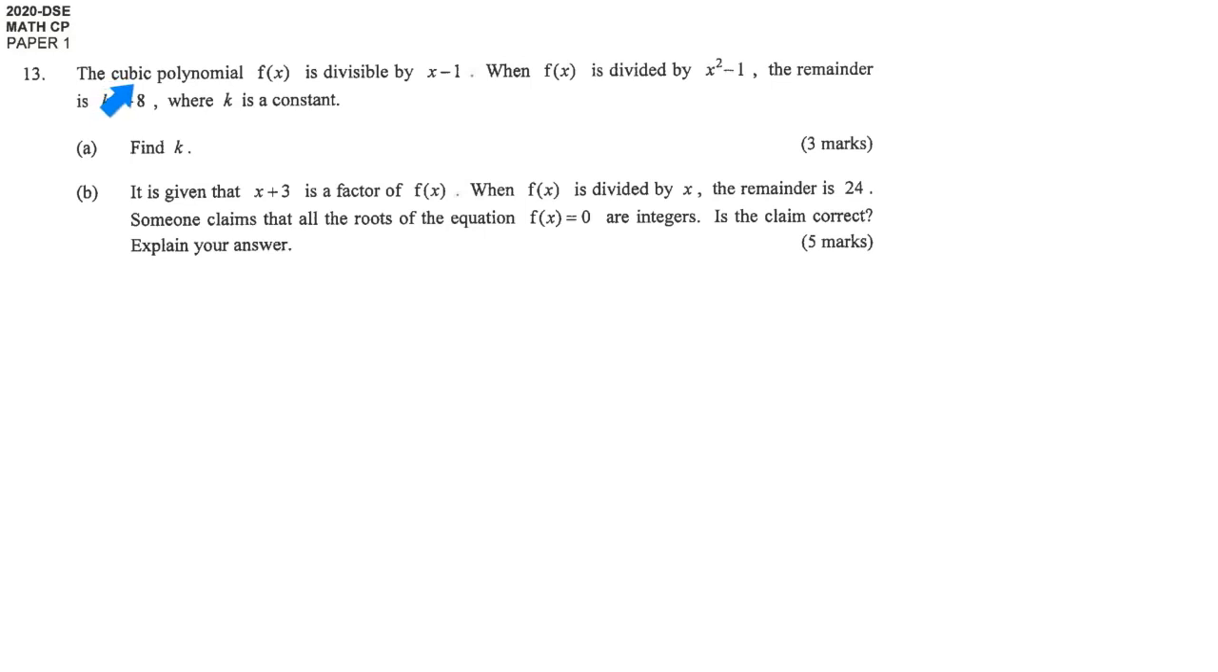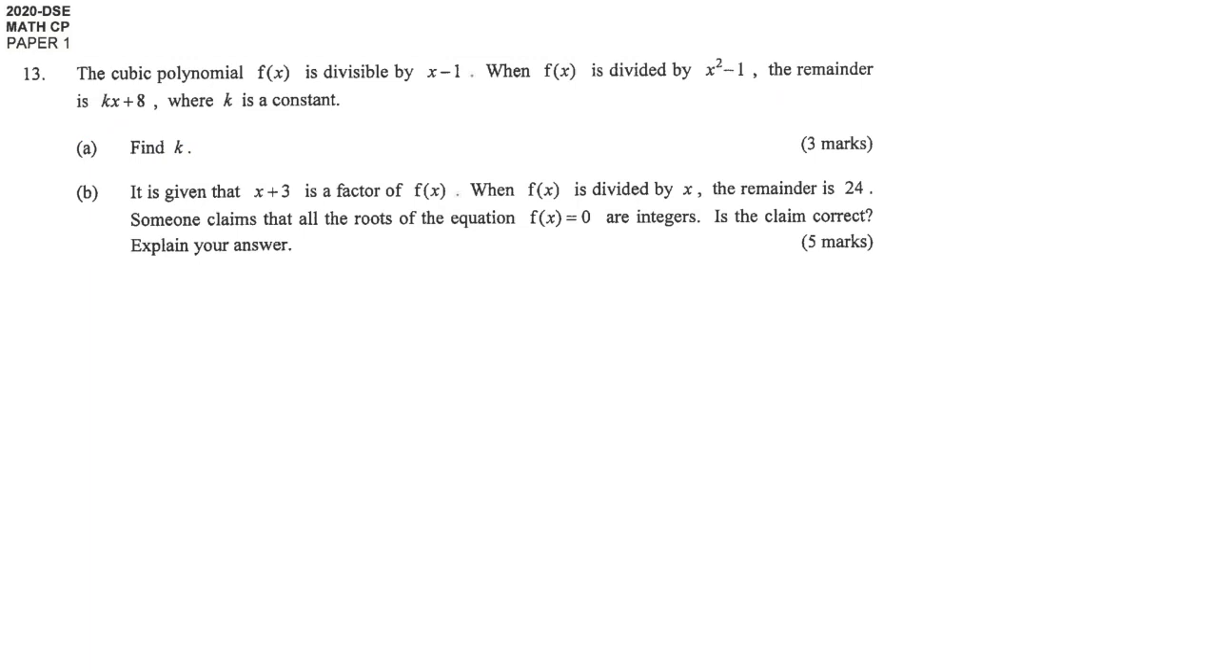In this question, they say a cubic polynomial, which is divisible by x minus 1, which means that a cubic polynomial, that means the highest power of x is power 3. And then at the same time, they say that when f(x) is divided by x squared minus 1, then the remainder will be kx plus 8.